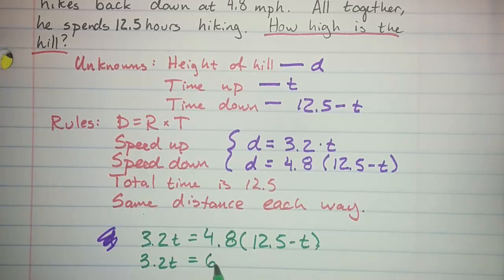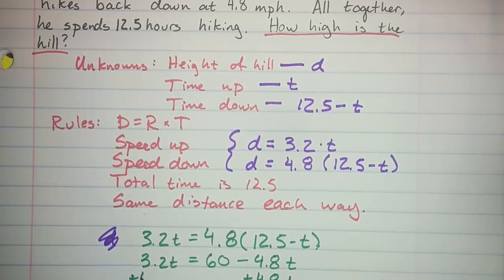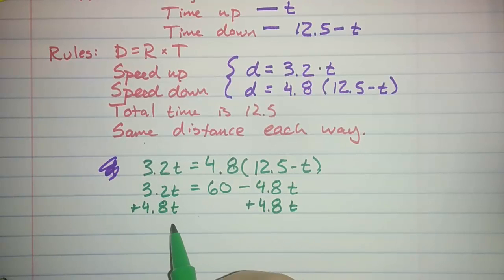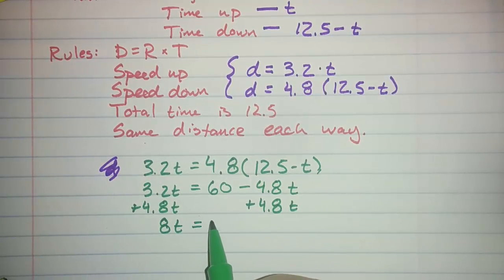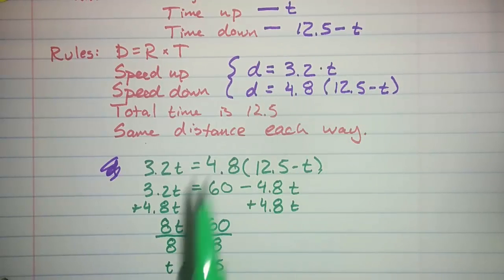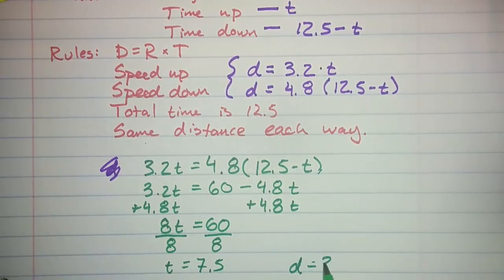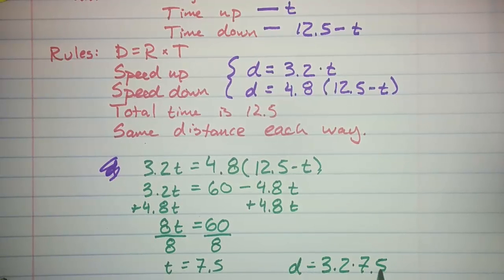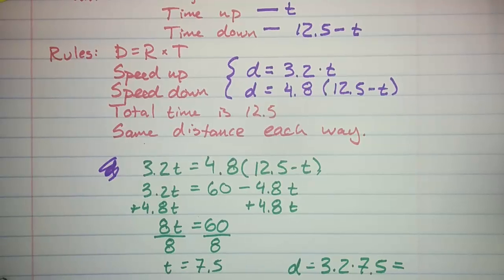So let's see, 3.2T equals 4.8 times 12.5. I get 60 minus 4.8T. Add 4.8T to both sides, and I think I get 8T equals 60. Divide both sides by 8, and I get T is 7.5. Now I want to find D. I'm going to plug into this equation because it seems easier. D is 3.2 times 7.5, which gives me 24.